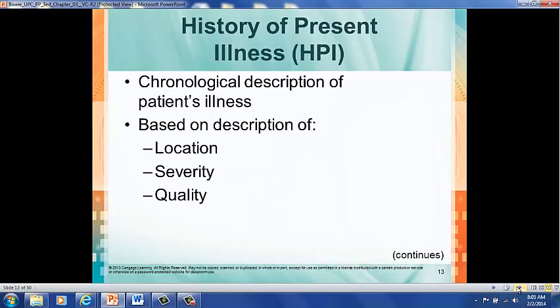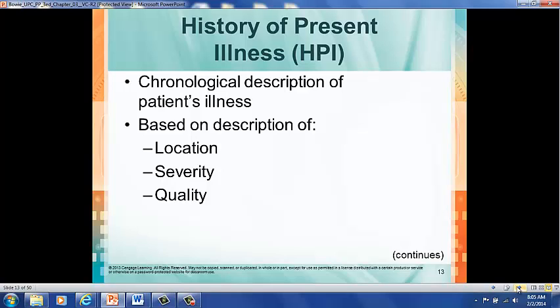The history of present illness is also recorded as part of the history and is a chronological description of the patient's present illness. The HPI is based on elements that describe the location of the problem, how long the problem has been going on, the severity, the quality, timing, context, modifying factors, and also the associated signs and symptoms relating to the problem. Please refer to Table 3.3 in your workbook for a listing of the elements of the history of the present illness.